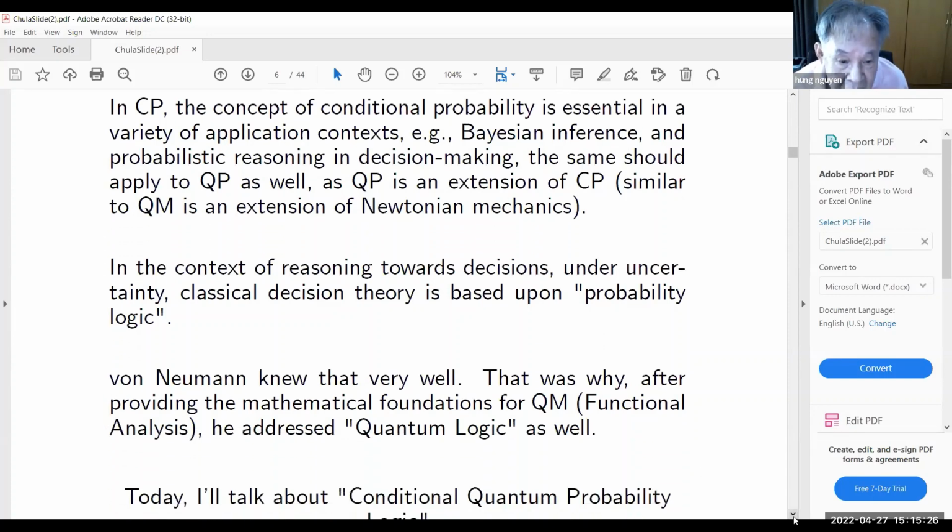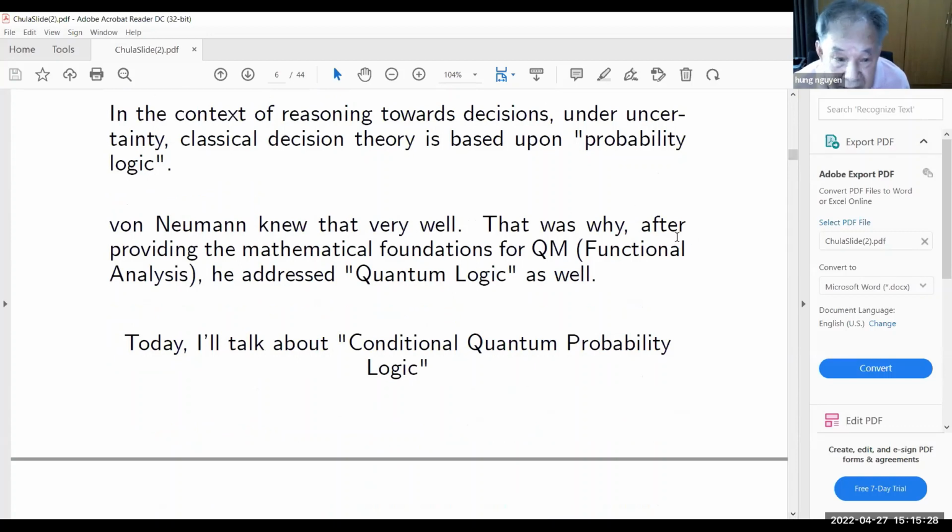Von Neumann knew that very well. That's why after providing the mathematical foundation for quantum mechanics, that means functional analysis, he addressed quantum logic as well. So today I will talk about conditional quantum probability logic, and we will see why.